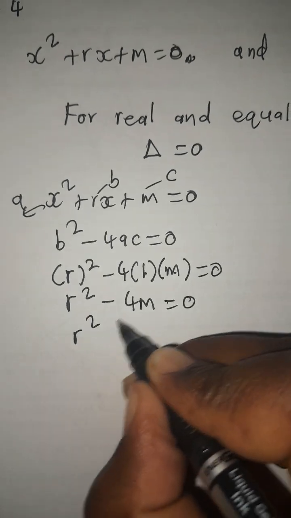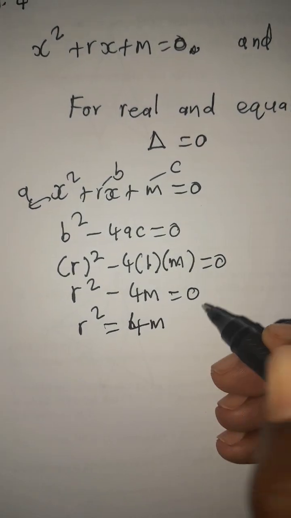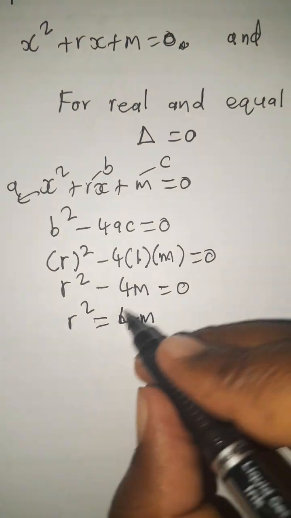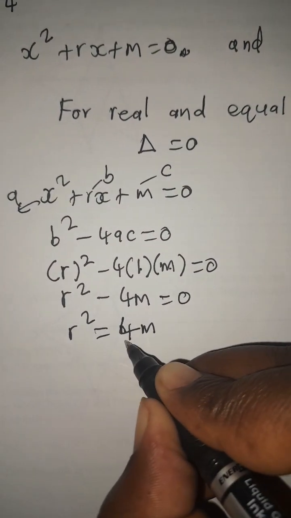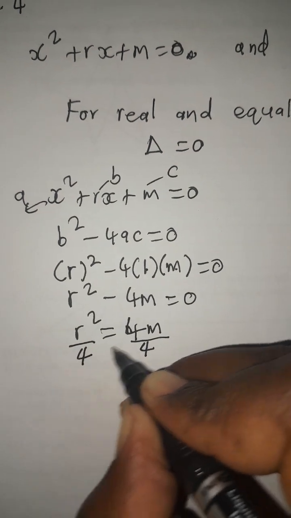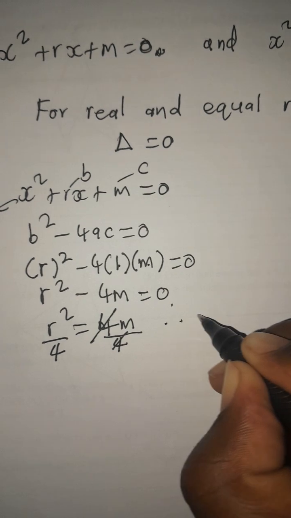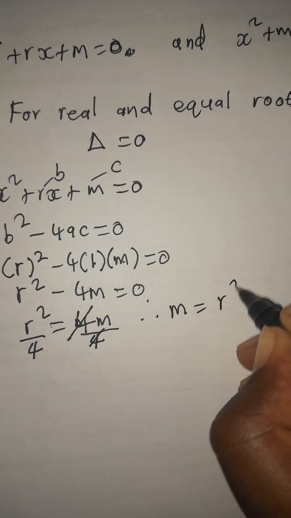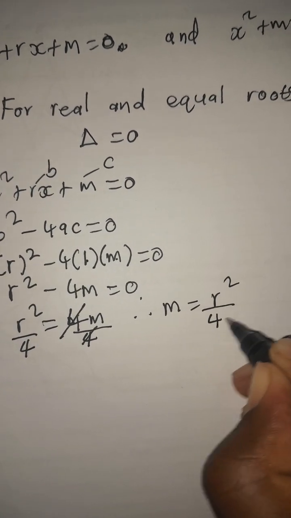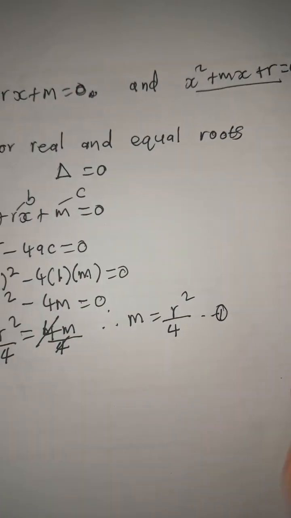So the best way is to take 4m to the other side. Then we are having r squared, which is equal to 4m. So for us to make m the subject, we are going to divide everything by 4. So we are having r squared divided by 4 there. Then therefore m is equal to r squared all over 4, which is equation 1. Then let's work out equation 2.